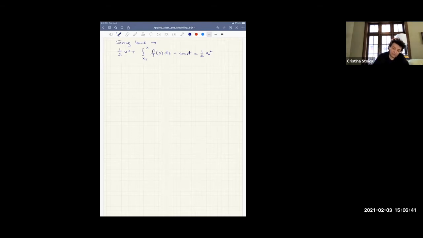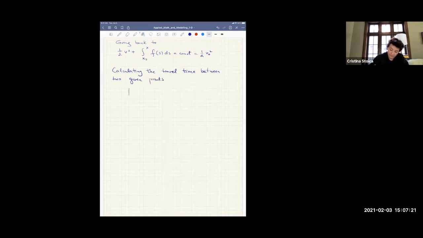We want to look at a different problem. This kind of relation is also very important for calculating the time of travel. So I'm going to write here, calculating the travel time between two given points.